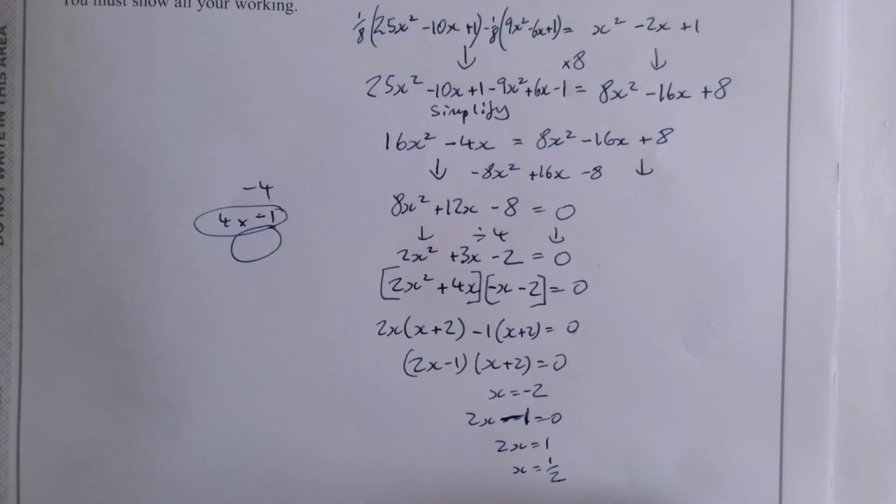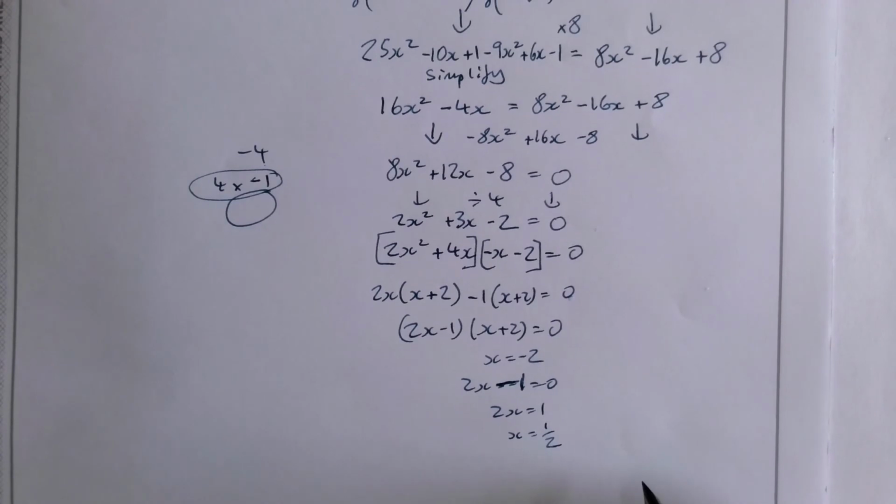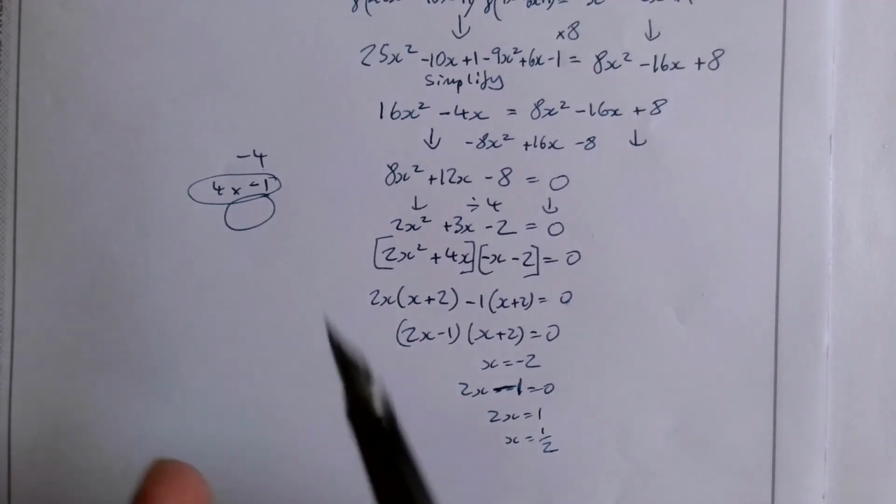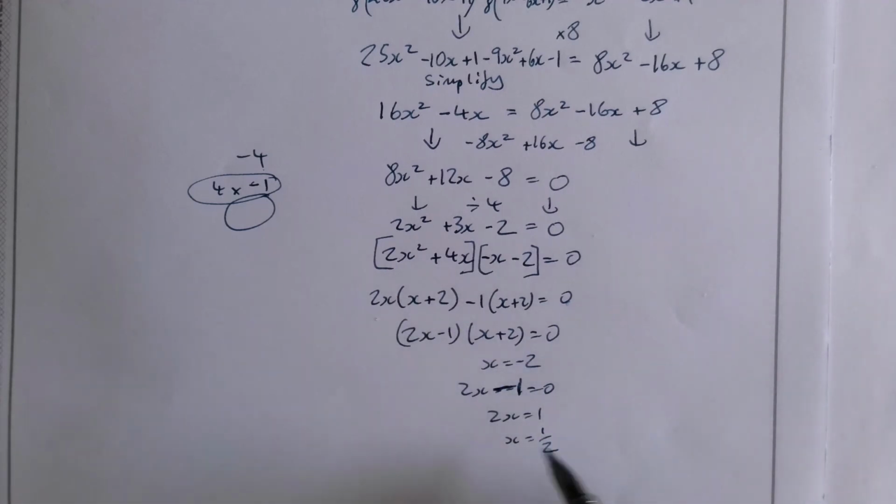Now there's only one solution, because they want the value of x. You can't have a negative dimension. The dimension must be a positive amount. So for that reason, we can just cross that out and say that this is our final answer.